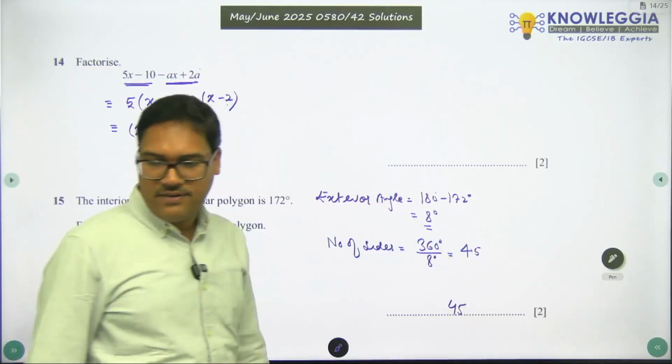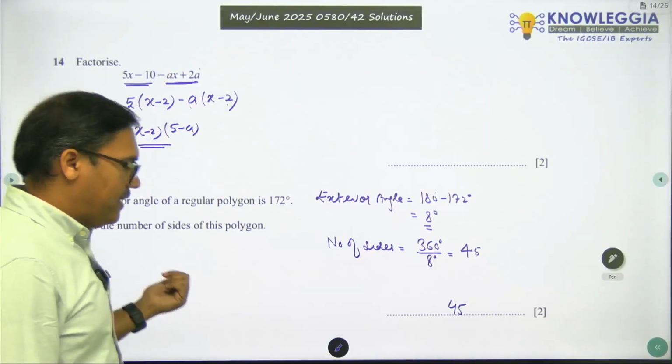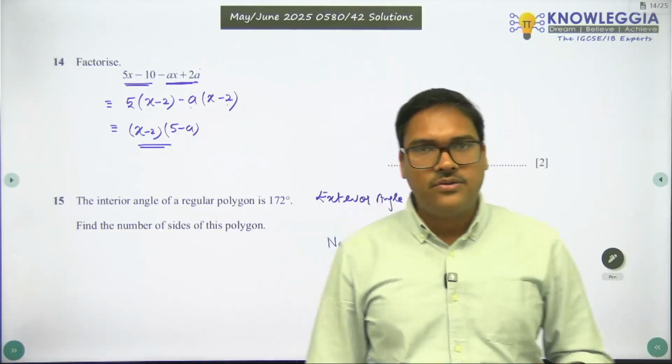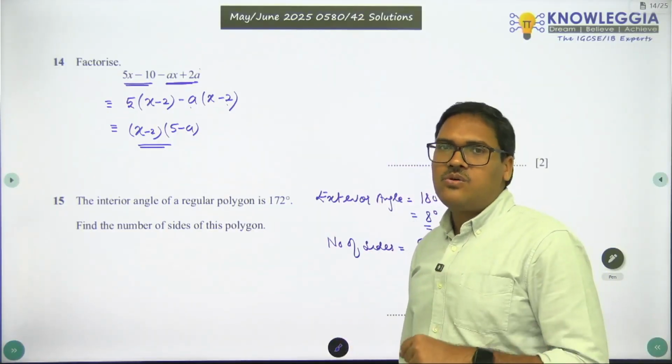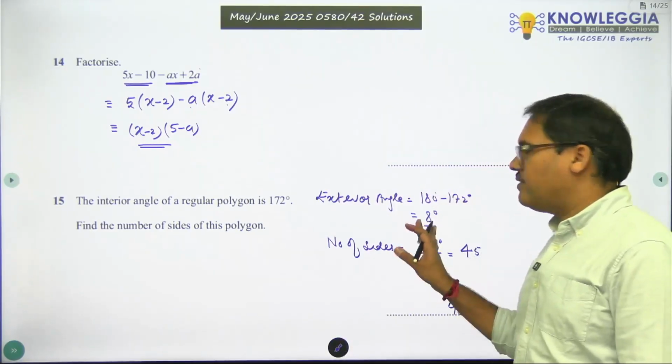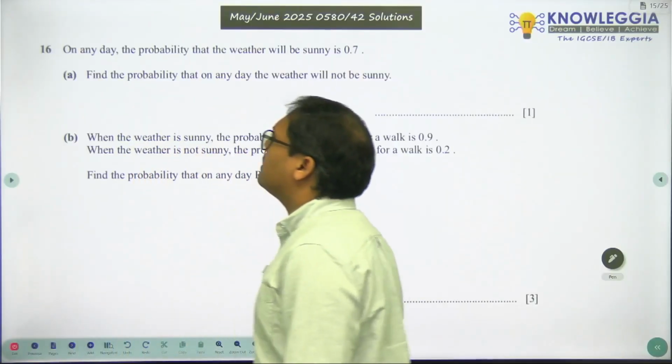So what is the answer? 45 is the answer for this. So that is the correct answer. Okay. When you find the number of sides, it's always easier to use the exterior angle. I can solve this question by interior angles also, but calculation-wise it will be easy with exterior angles, because the sum of all the exterior angles is 360.